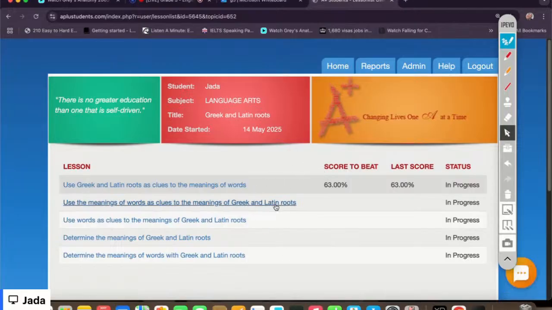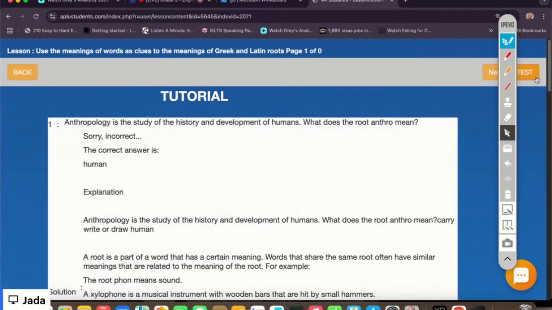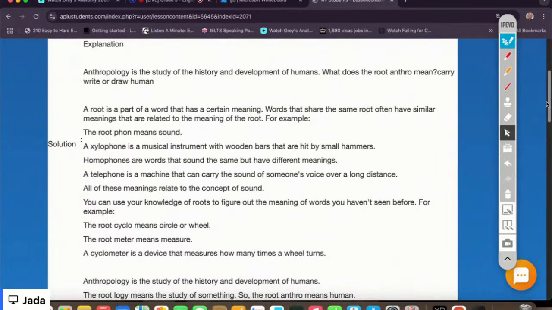Okay, so the next is use the meaning of words as clues to the meaning of Greek Latin words. So we basically know that a root is a part of a word that has a certain meaning, and words that share the same roots often have similar meanings that are related to the meaning of the roots. Okay, and they give an example with phone, which means sound, and these three words that are actually similar because of the root word. So let's look at some examples here.